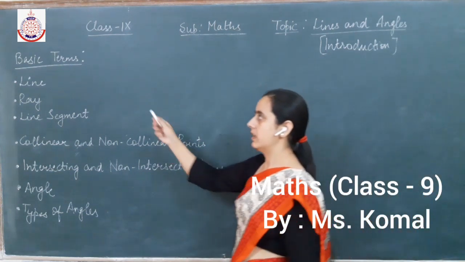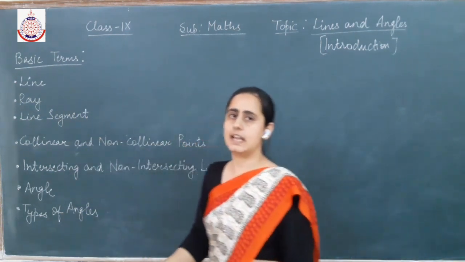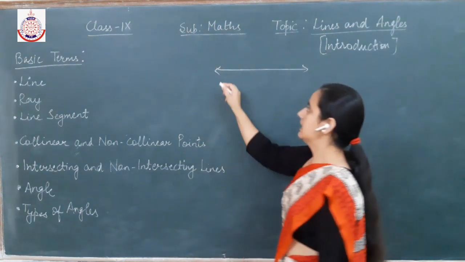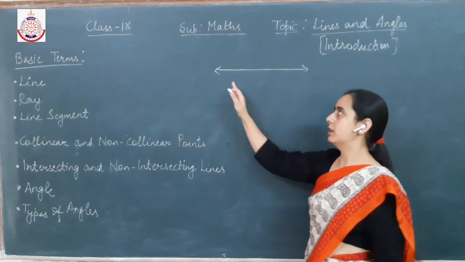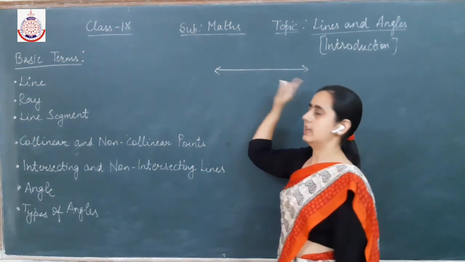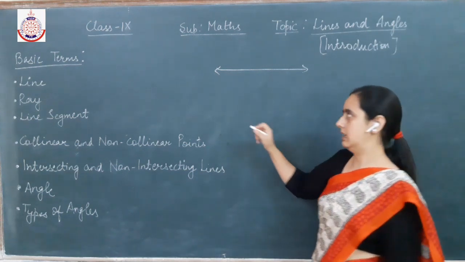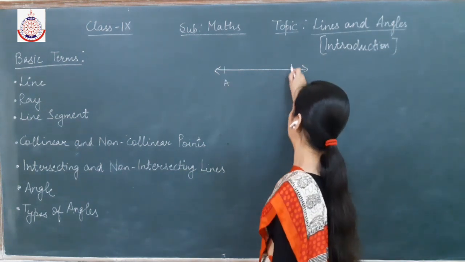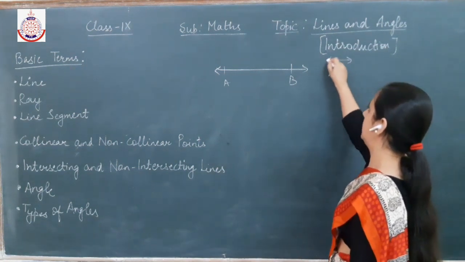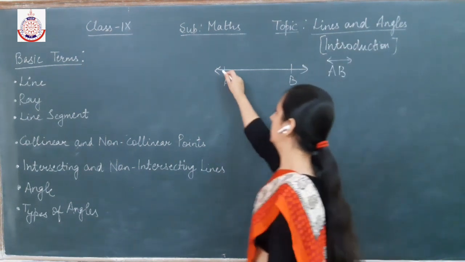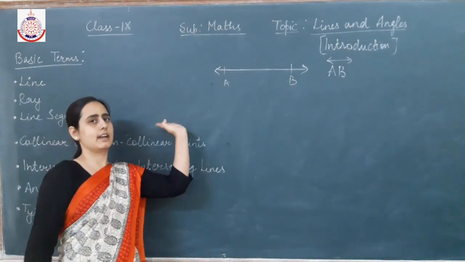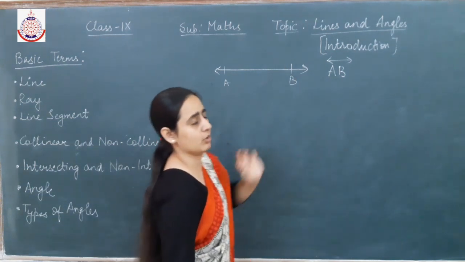Fine. The first one is line. Now what is line? We draw a line like this. It is a straight path where both the ends are not fixed. That means we can extend the length endlessly. For example, here AB is written, so we can represent a line like this. This arrow shows that it can be extended in this direction also and in that direction also.